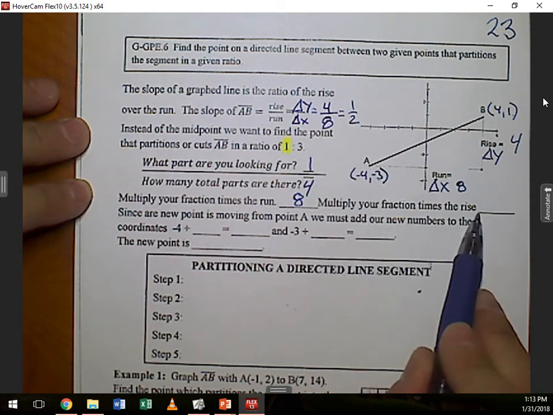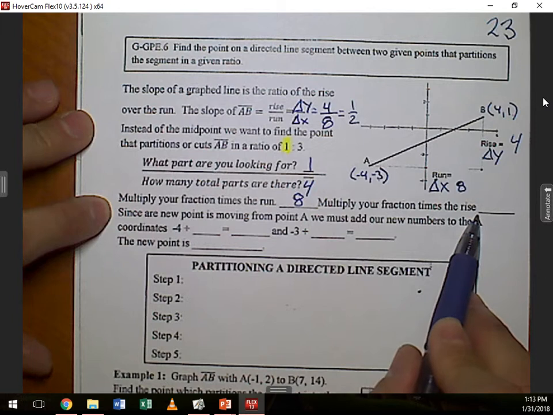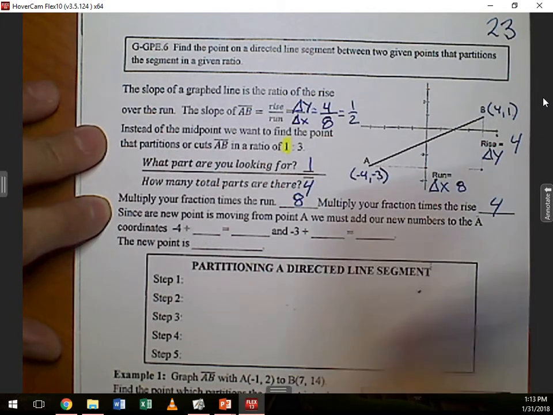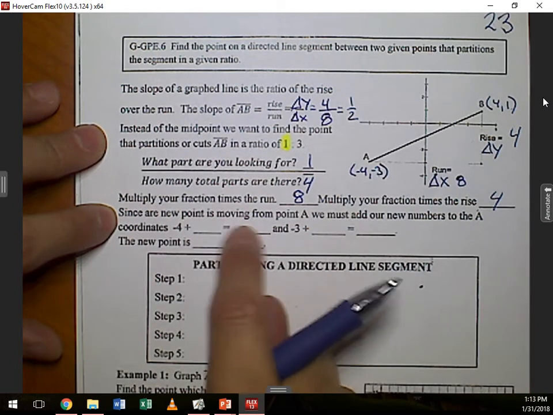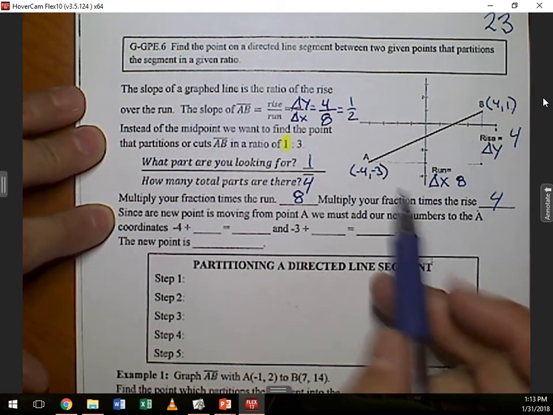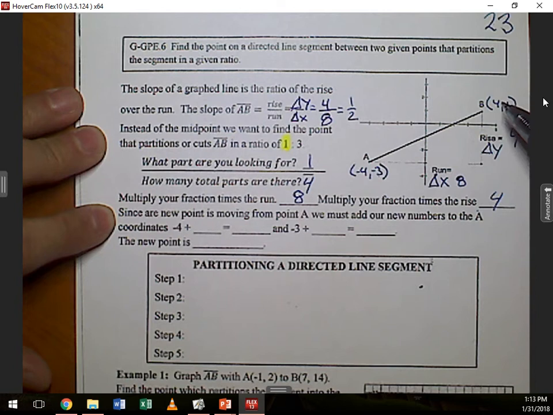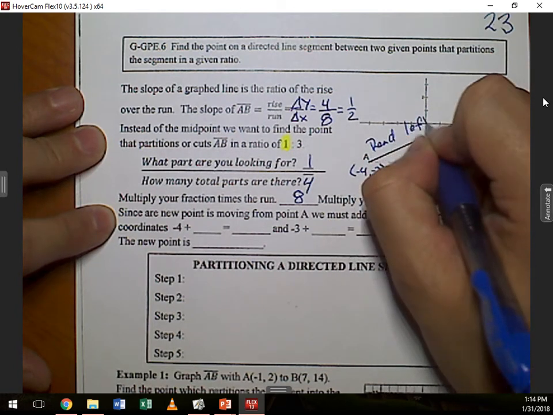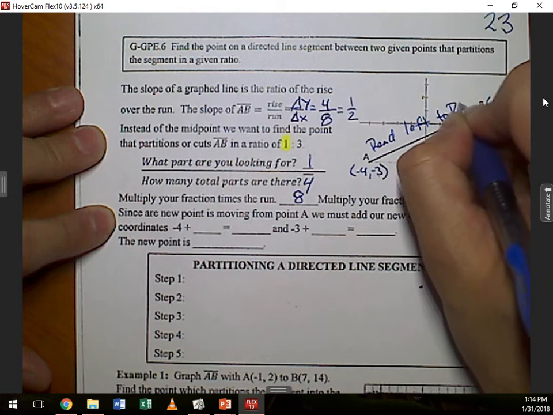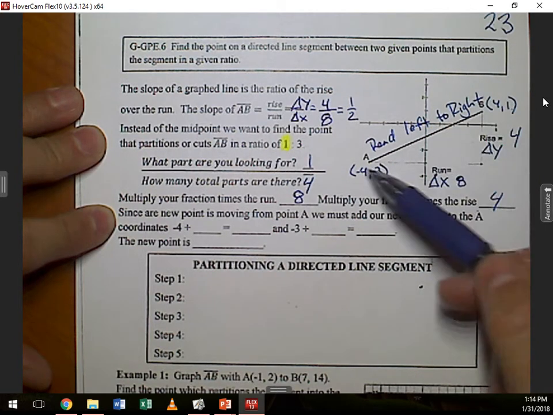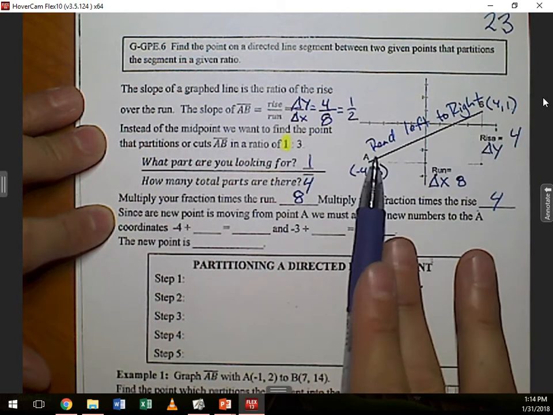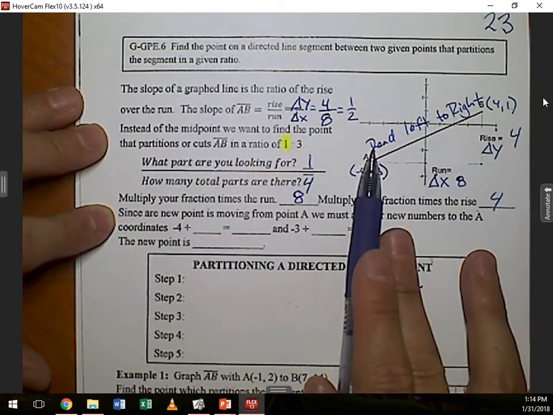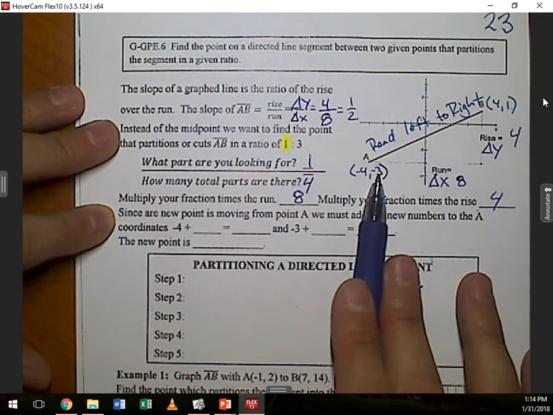Multiply your fraction times the rise. My rise is 4. Since we always read left to right, whenever I do this, I always have to start on my point to the left. I always start from the point on the left.